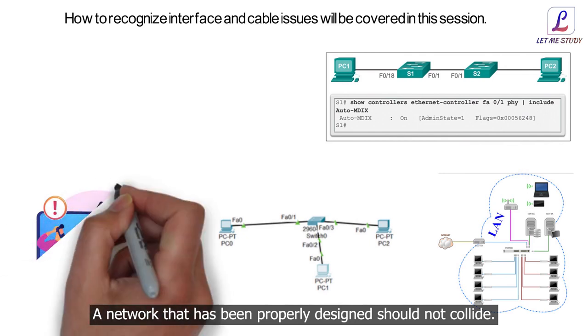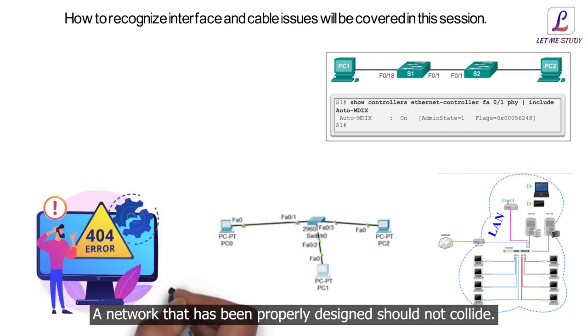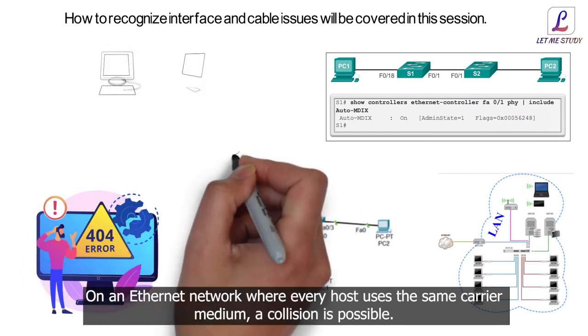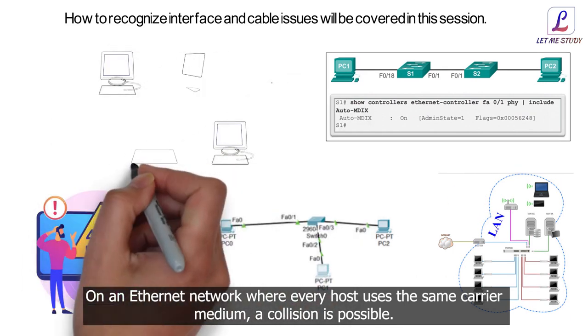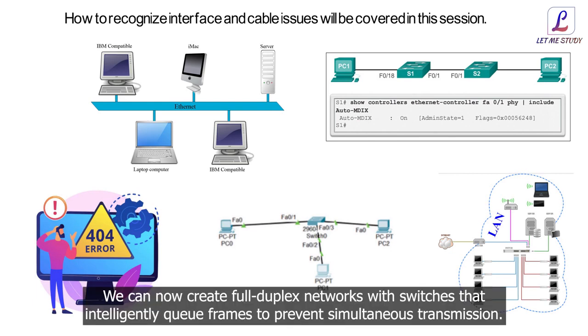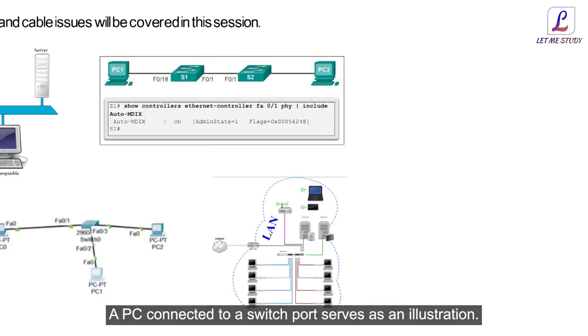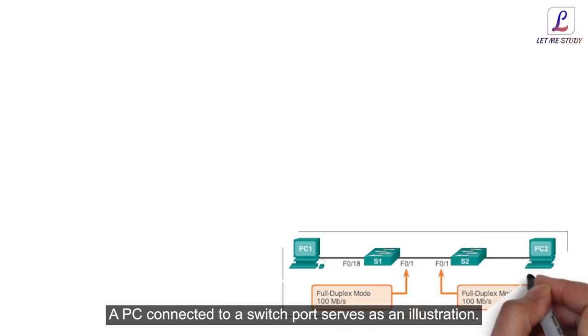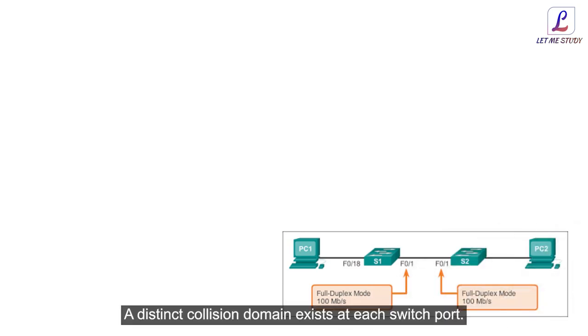A network that has been properly designed should not collide. On an Ethernet network where every host uses the same carrier medium, a collision is possible. We can now create full duplex networks with switches that intelligently queue frames to prevent simultaneous transmission. A PC connected to a switch port serves as an illustration. A distinct collision domain exists at each switch port.